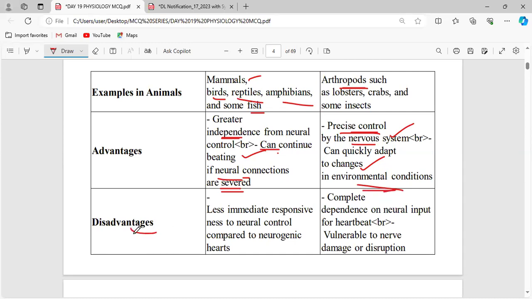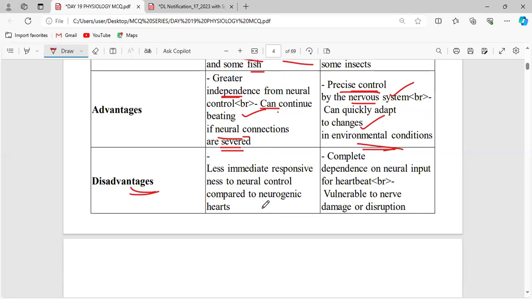And what are the disadvantages of both hearts? The myogenic heart is less immediately responsive. It does not give an immediate response to the nervous system. But the neurogenic heart gives an immediate response.